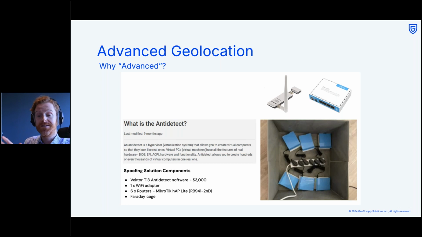We need to know that this is available out there. We need to know that these complex systems are available, because if we ignore them, we ignore the possibility that fraudsters will be operating from restricted jurisdictions or operating from multiple accounts in the same location, et cetera, et cetera. That's why we talk about advanced geolocation.